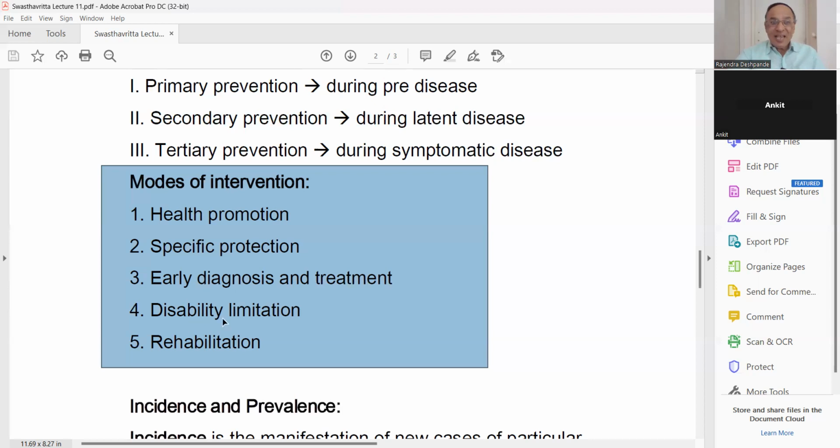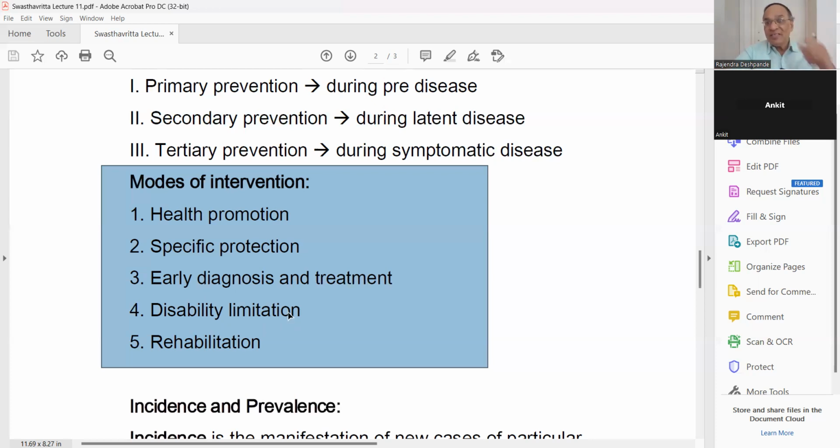Then next, disability limitation. Suppose, for example, the patient has a problem with hemiplegia, paralysis. So we have to start some therapy, physiotherapy, immediately, to avoid the disability. For example, if the patient has rheumatoid arthritis, then there are always joint contractions. So always ask him to do some oil massage, snehana and svedana, for disability limitation.